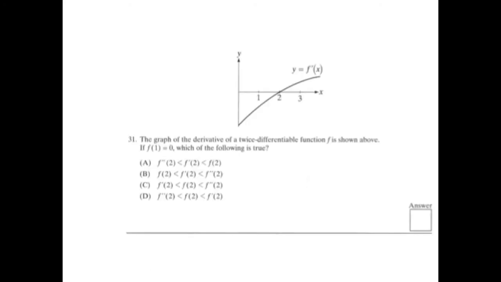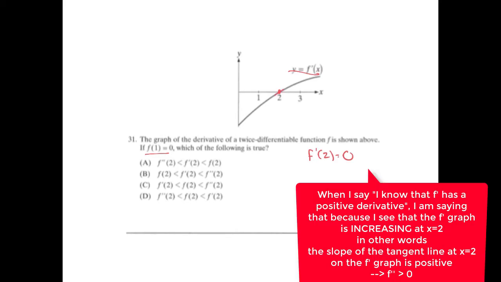31, they're asking us to compare the values of f of 2, f prime of 2, and f double prime of 2, and they tell you that f of 1 is equal to 0. So this is f prime. So I know that f prime of 2 is 0. So f prime of 2 is 0. I know that its derivative is positive, so I know f double prime of 2 is greater than 0.